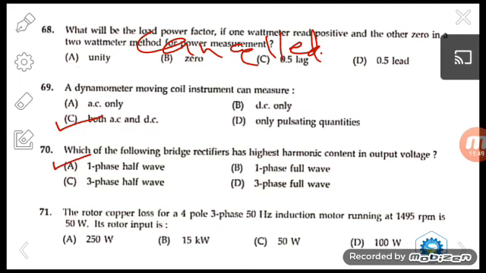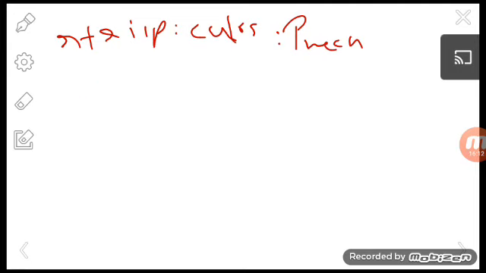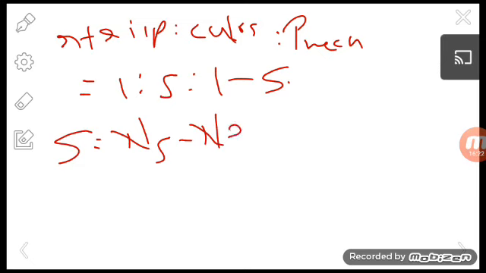And the next question is, the rotor copper loss for a 4-pole 3-phase 50 Hz induction motor running at 1495 rpm is 50 watt. Its rotor input is, so we know a relation, rotor input is to copper loss is to mechanical power output equal to 1 is to S is to 1 minus S, where S is the slip. So by calculating slip, S is equal to Ns minus Nr by Ns.